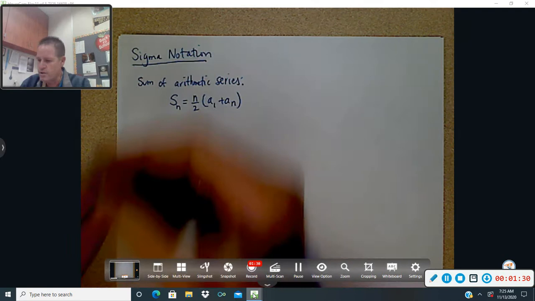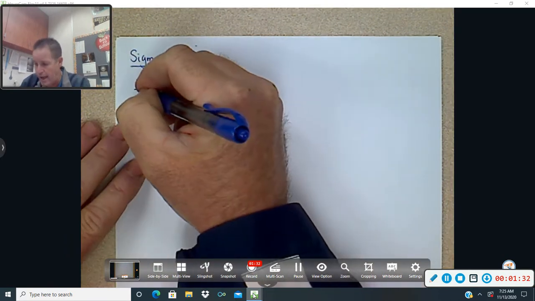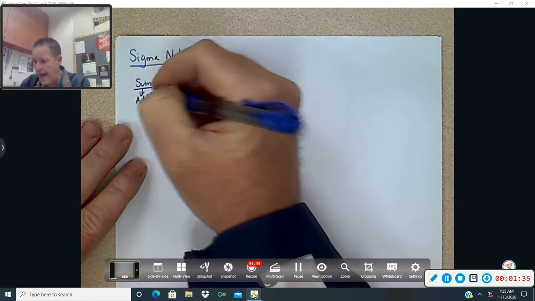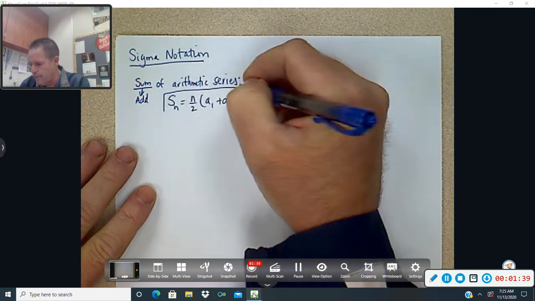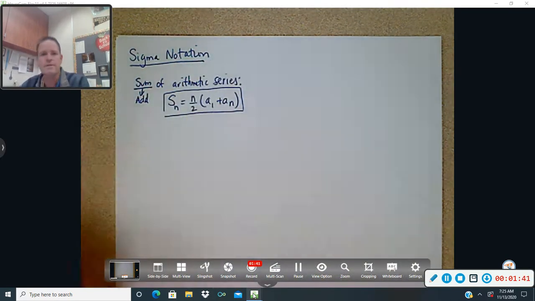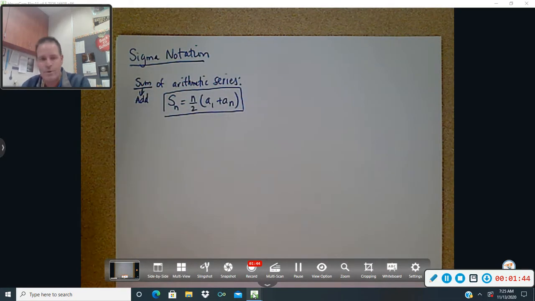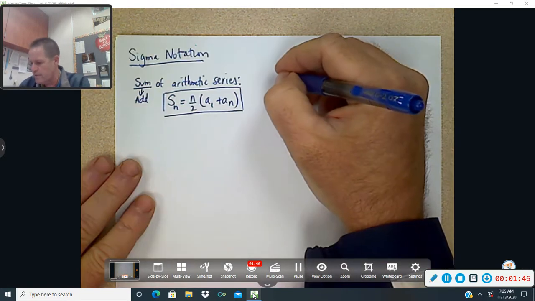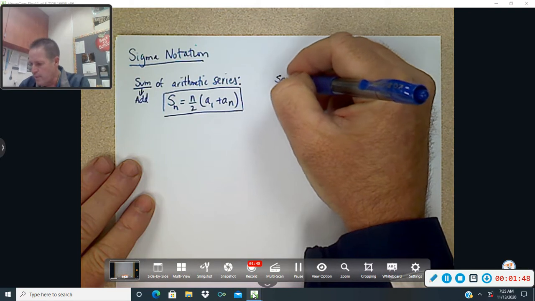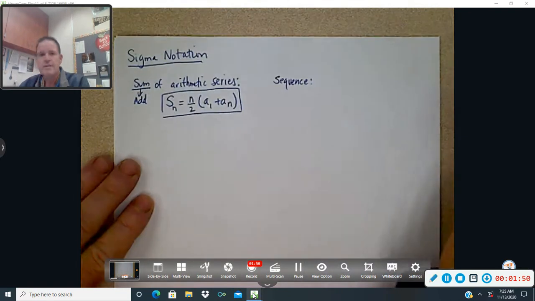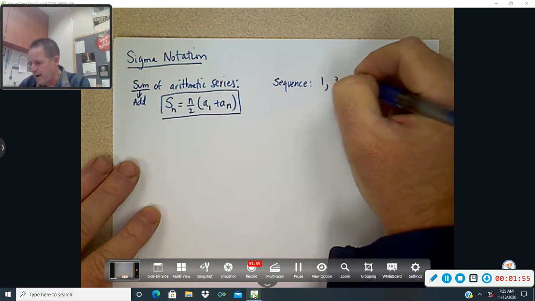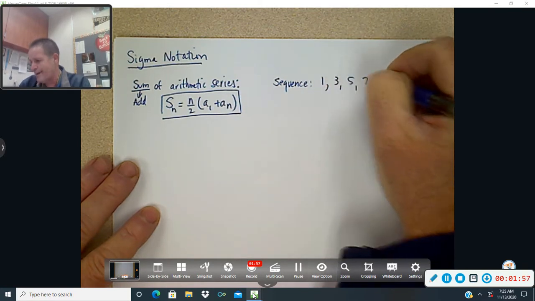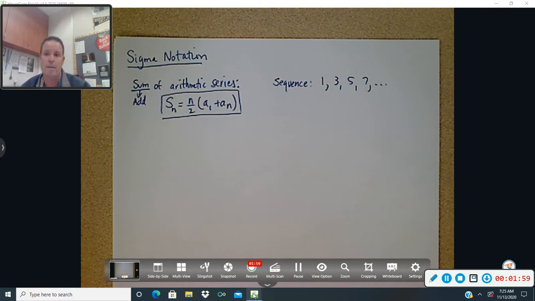So if I want to sum, which is to add, an arithmetic series, I'll be using this formula. Now, what does a series look like? We saw sequences. A sequence looks like this, and we're going to be talking about this more in class, but let's get a little bit of an idea. A sequence looks like this: 1, comma 3, comma 5, comma 7, comma dot, dot, dot, maybe. Maybe it goes on and on forever. Maybe it ends at 7. I don't know, but I'm saying that it goes on.